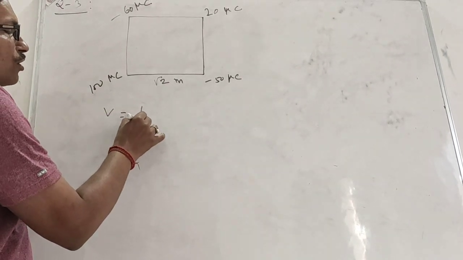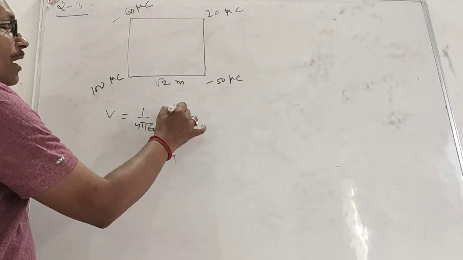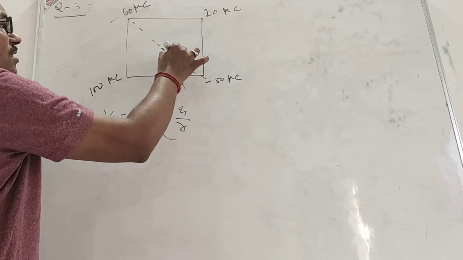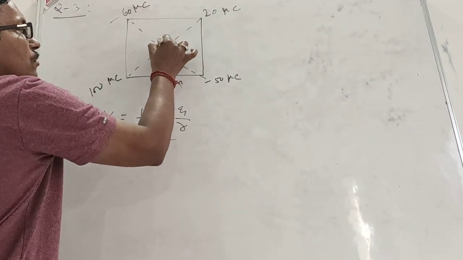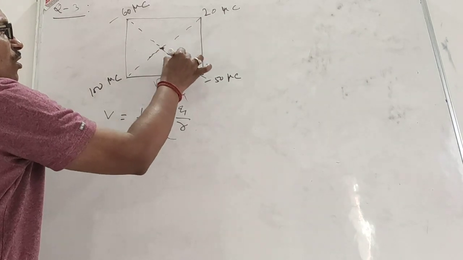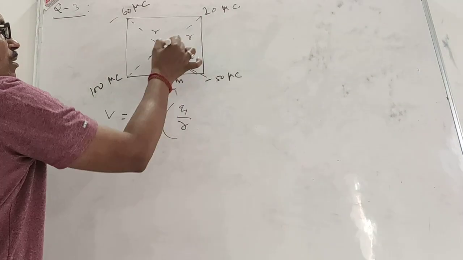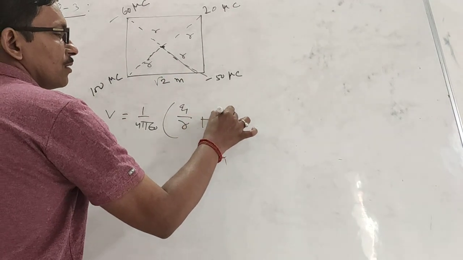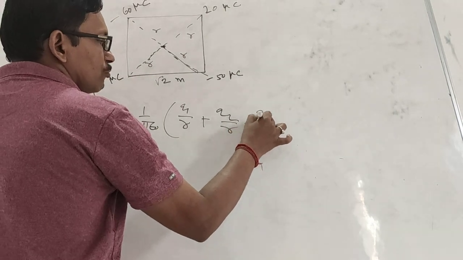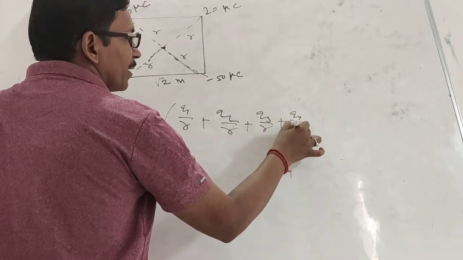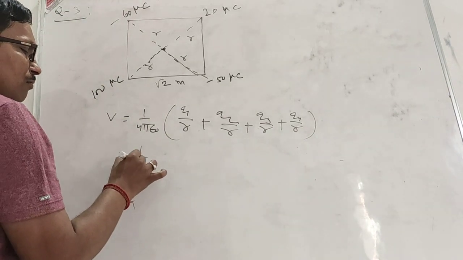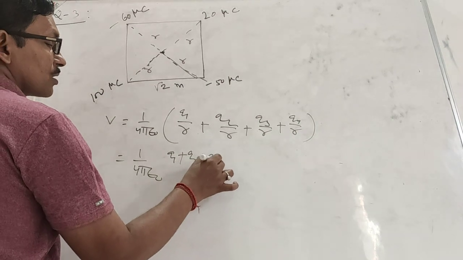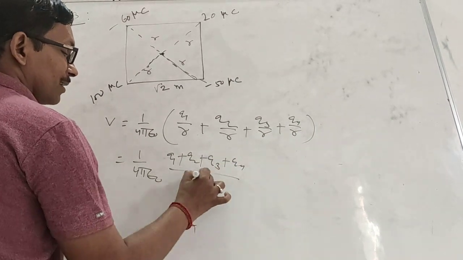1 by 4 pi epsilon naught Q1 by R, because we have to find the potential at the center of the square. So all the distances are the same from each charge: Q1 by R, Q2 by R, plus Q3 by R, plus Q4 by R, or 1 by 4 pi epsilon naught times (Q1 plus Q2 plus Q3 plus Q4) divided by R.